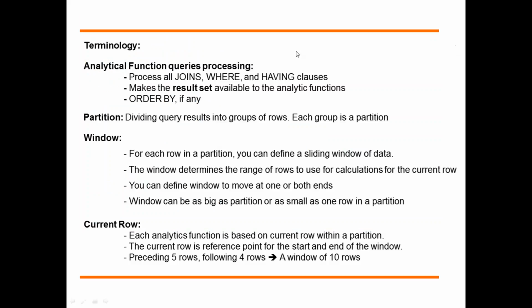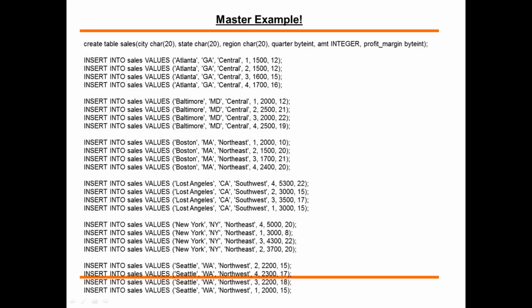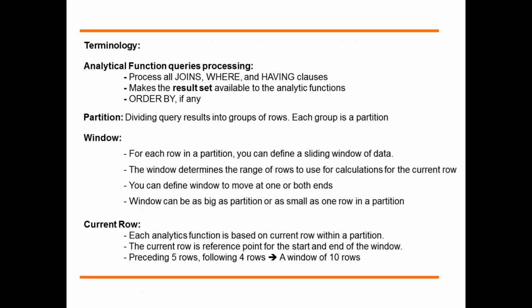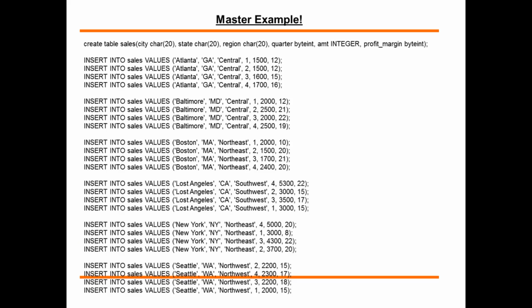So the three important terminologies to remember in analytical functions are: what is my partition, within the partition how I am dividing into various windows, and what is the key focus, my current record. To help us understand this terminology, there is a master example here.